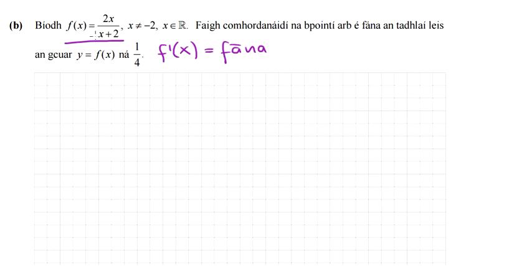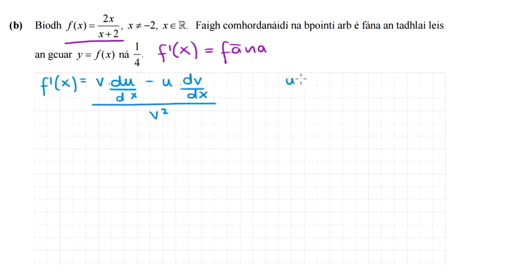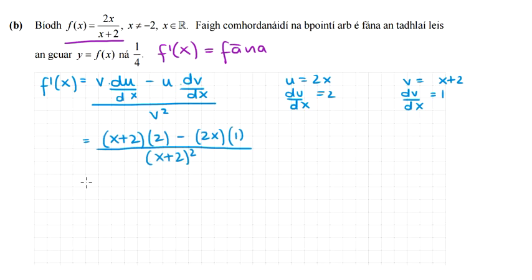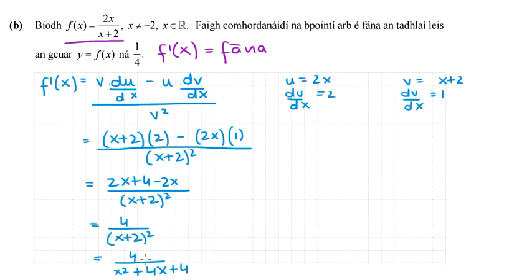So our f of x is in the form of u over v, so we need to differentiate using the quotient rule. So our u is equal to 2x, v is equal to x plus 2. So du dx is equal to 2, and dv dx is equal to 1. So now substitute these back into our formula. And now I'm just going to simplify. So I'm going to be left with 4 over x plus 2 squared, or 4 over x squared plus 4x plus 4.